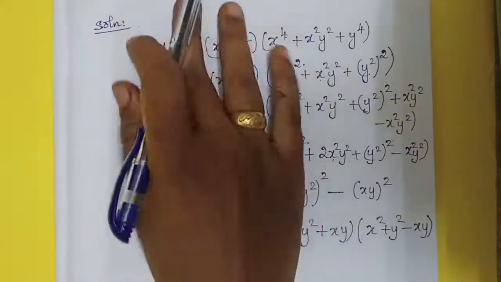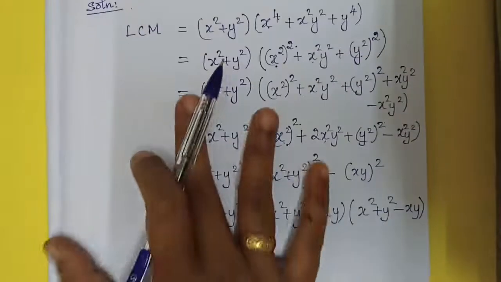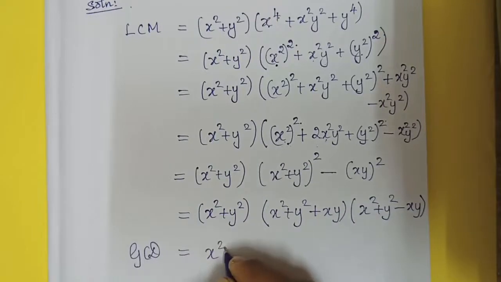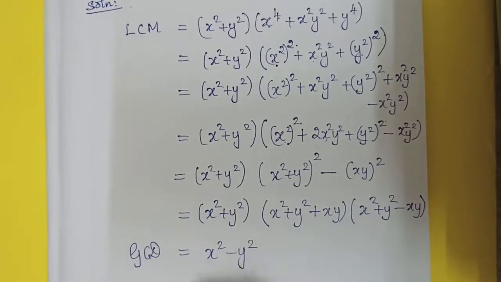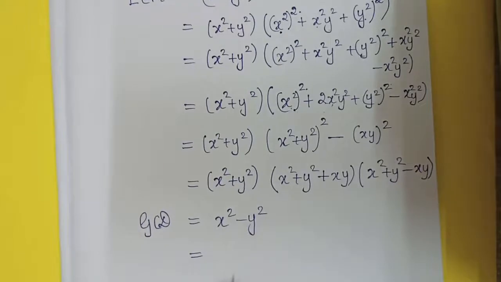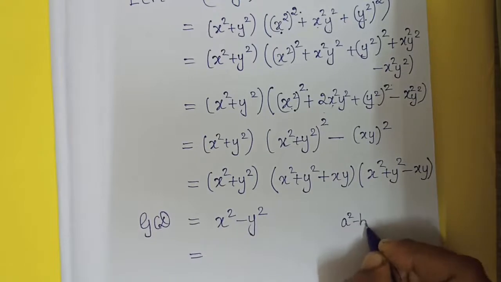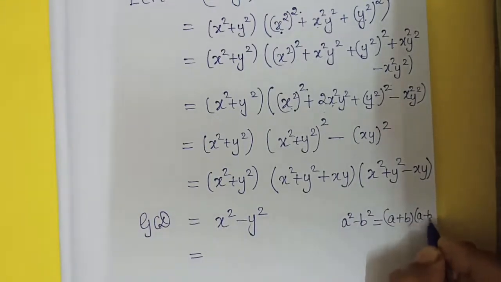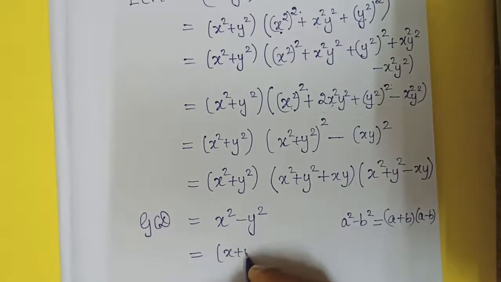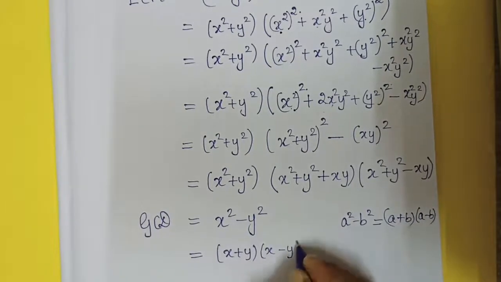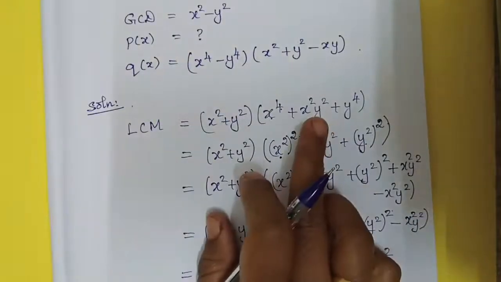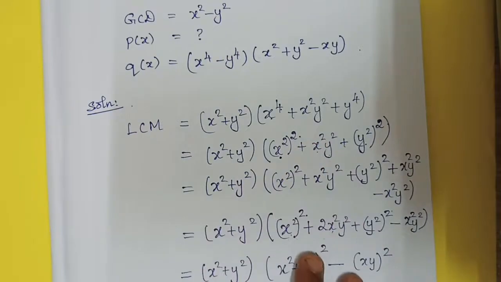Okay, then the GCD, what is given? x² − y². GCD equals x² − y², which is equal to, which formula do we need to use? a² − b² equals (a + b)(a − b). So here (x + y)(x − y). And then one more term is there, q(x). We are going to reduce that q(x) also.